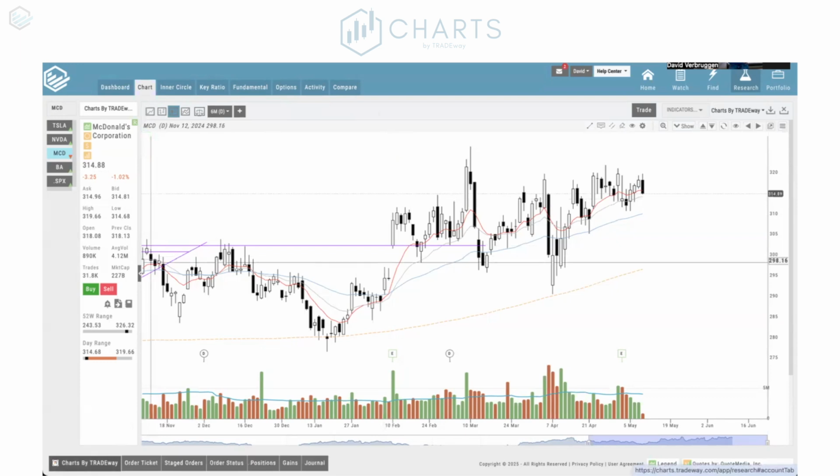Guys, there's nothing worse than putting what you think is a paper trade in and having it be a real account. I have come very close to doing this. So please just do yourself a favor, double check bottom left here. Okay, I've got my Charts by TRADEway paper trading account. I am good to go.